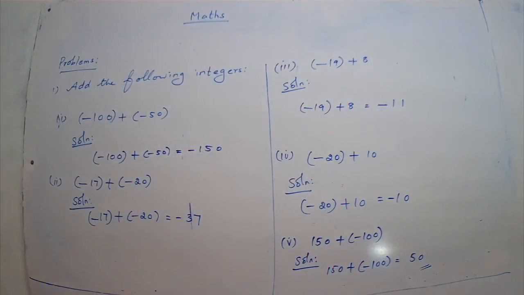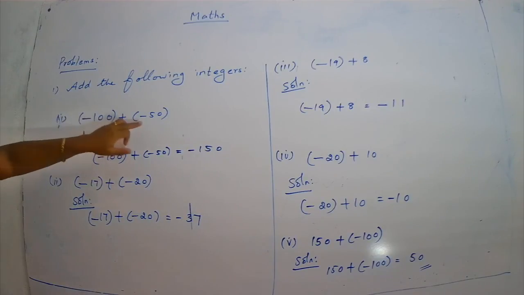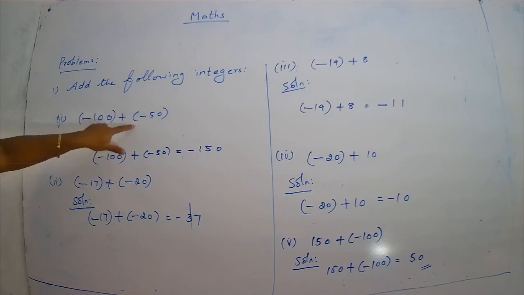Okay children, now clear? So once again I will repeat the sums. First question is add the following integers. First question, minus 100 plus minus 50. You see the integers have the same sign.